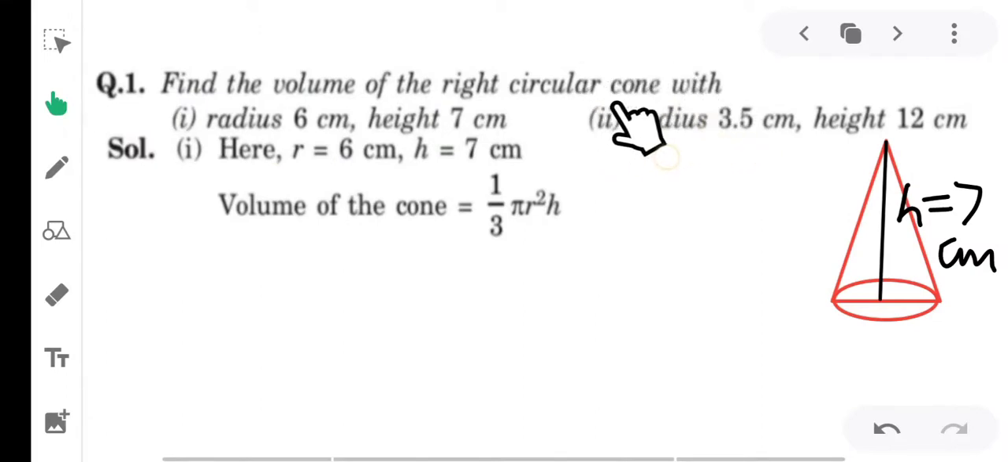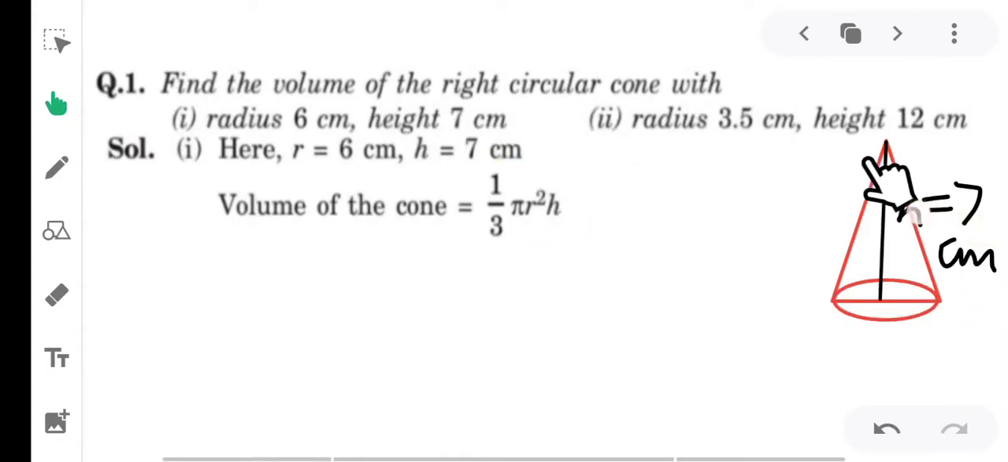Here the cone is also called a right circular cone, because in the cone you can observe two right angle triangles. You can see this is the first one, and on the opposite side this is the second right angle triangle. That is why we can call it a right circular cone also. We can simply call it a cone, and we can also say right circular cone, right?